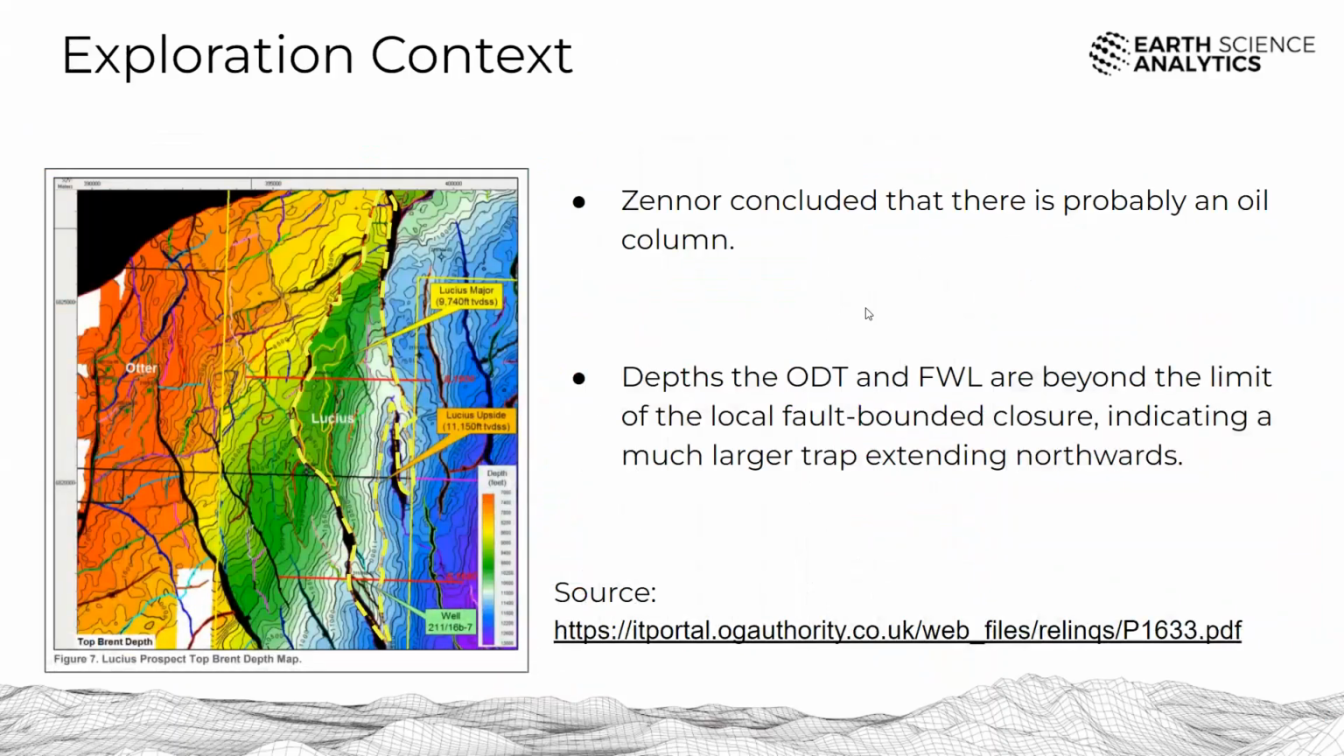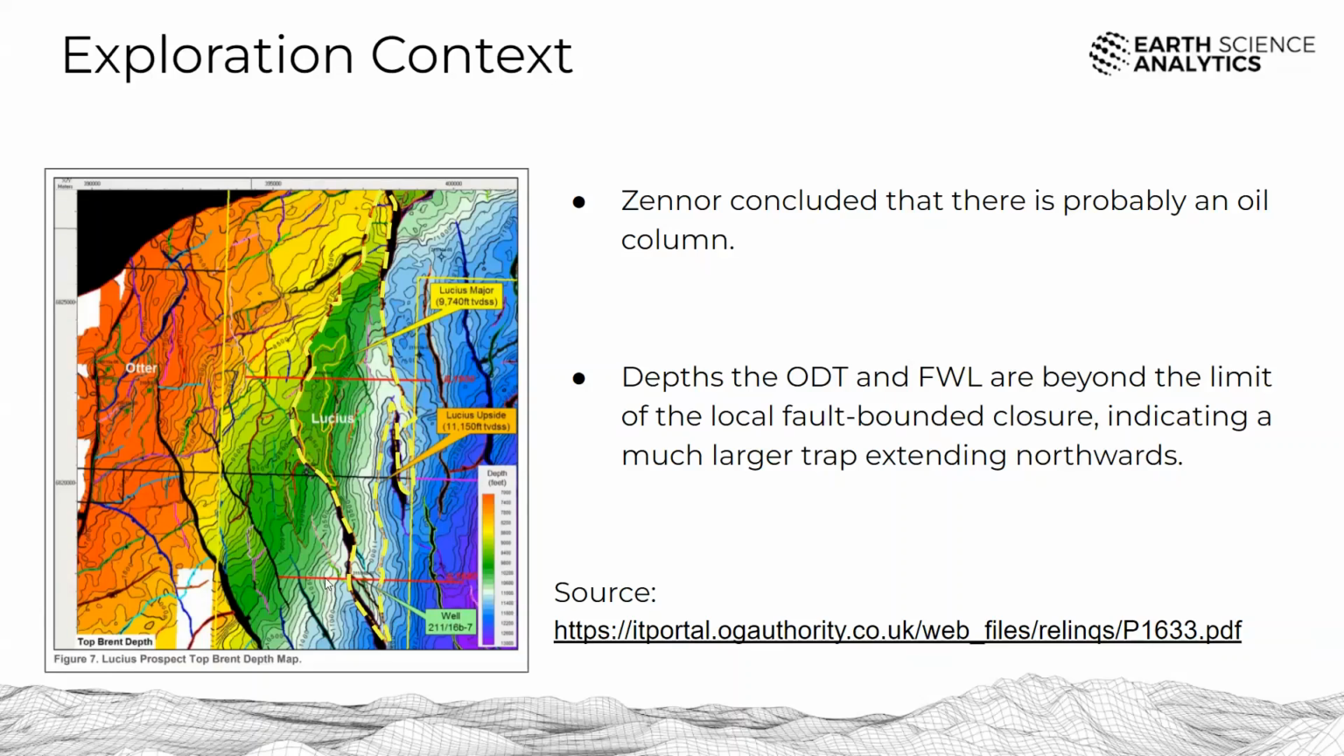We went into the Oil and Gas Authority website. We then searched on this well, the 211-16B7 well, and we found a relinquishment report by Zeno, who concluded there was probably an oil column in this well. The well is to the south here, where the cursor is. Zeno concluded that the depths of the oil down to, or the free water level up to, or beyond the limit of the local fault bound closure, indicating a much larger trap extending northwards. And you see this in the yellow dotted line. So what's interesting is that what was missed pay to me was definitely not missed pay to Zeno.